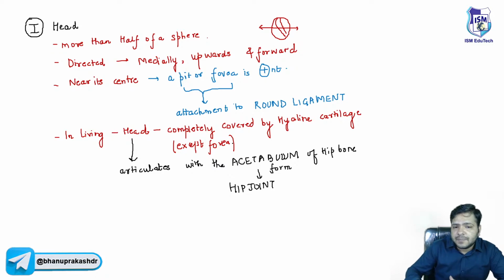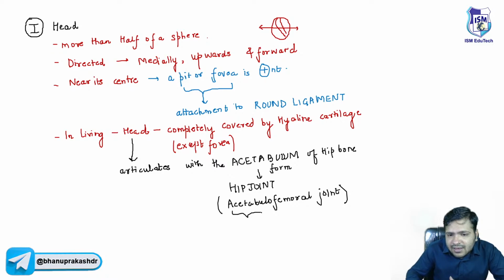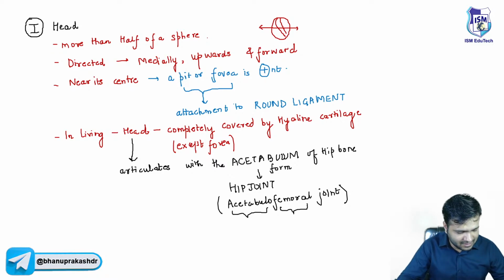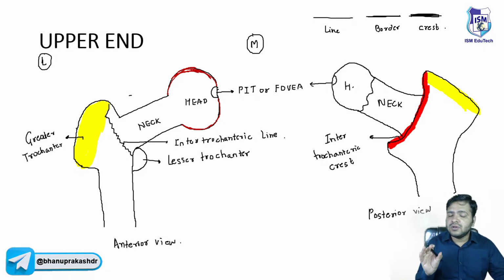And remember beta, the hip joint is also called the acetabulofemoral joint, because it is between the acetabulum and the femur. So again, the head is more than half of a sphere. Near its center we have the pit or fovea, and over the pit or fovea the round ligament is attached. The head is completely covered with hyaline cartilage in living beings, and articulates with the acetabulum of the hip bone to form the hip joint.